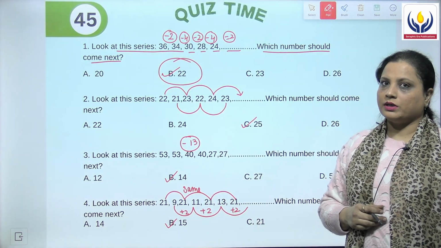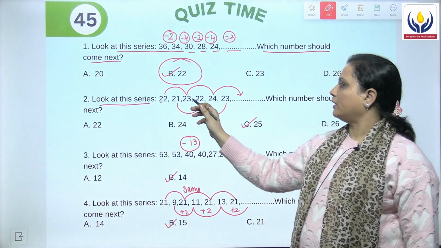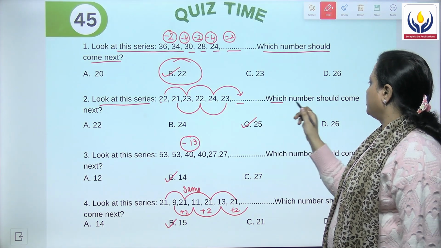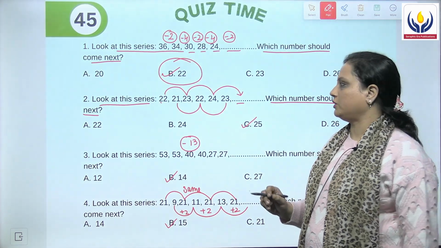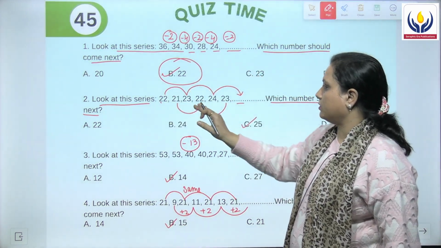Moving on to the second question. Second question is, look at this series, that is 22, 21, 23, 22, 24, 33 and dash. Which number should come next? Again, if you look at the series very carefully, children, there are two patterns going on. One is on the above, another down below.